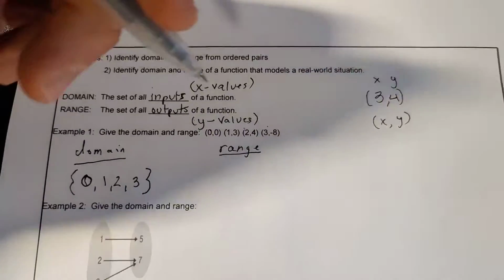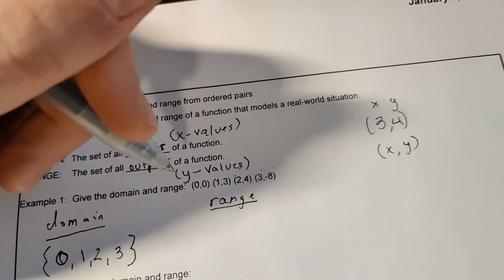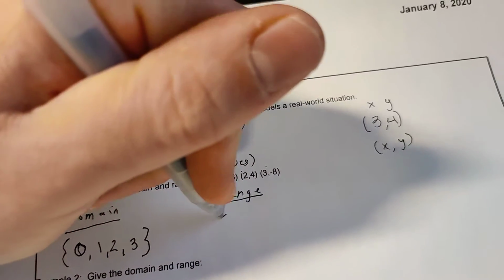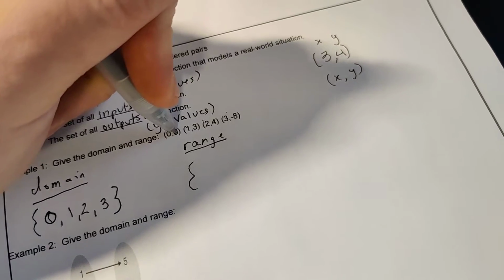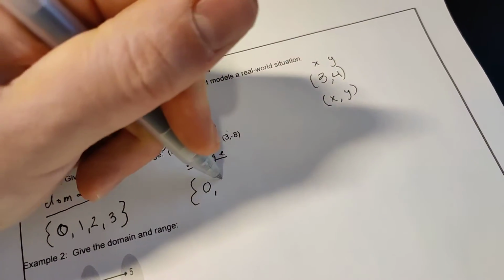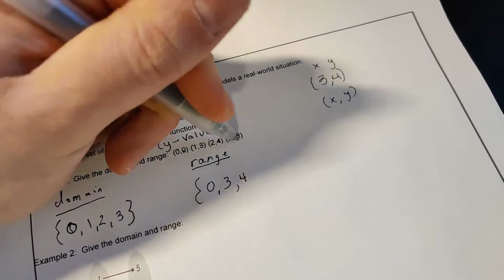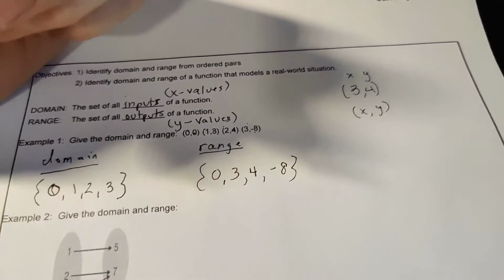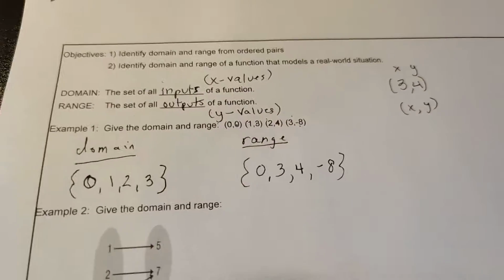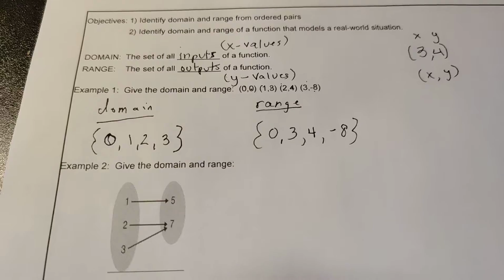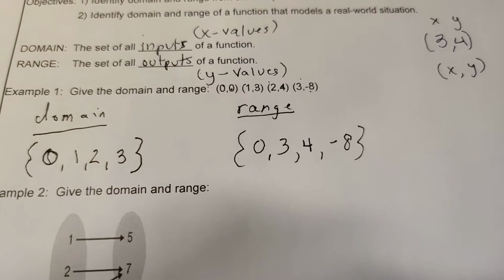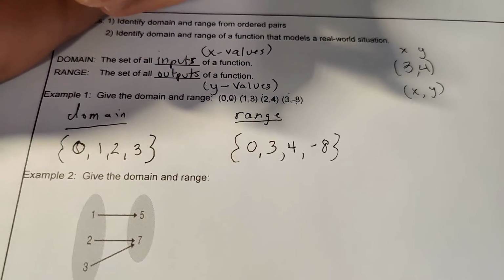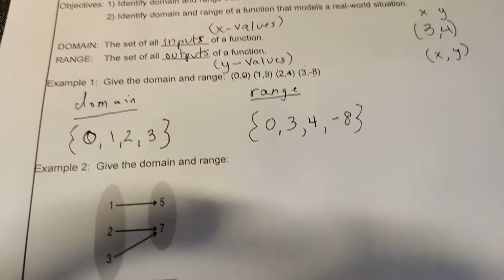All right, and for the range, again, the range means the set of the y values or the outputs. So the different y values we have are 0, 3, 4, and -8. The values don't need to be listed in any specific order. However, if you have repeated values, like let's say we had 2 of these -8s, we would only list the -8 once, okay?